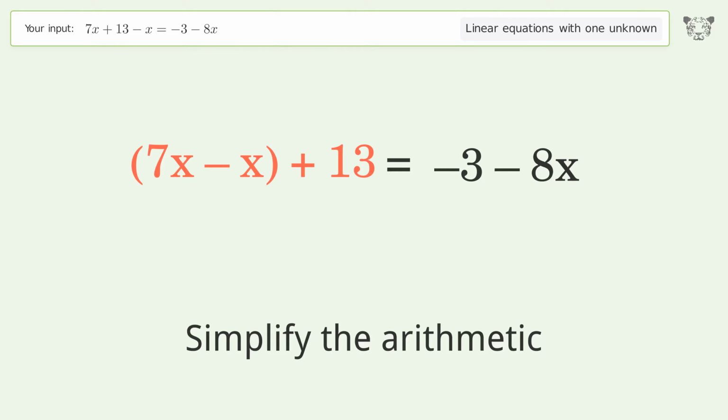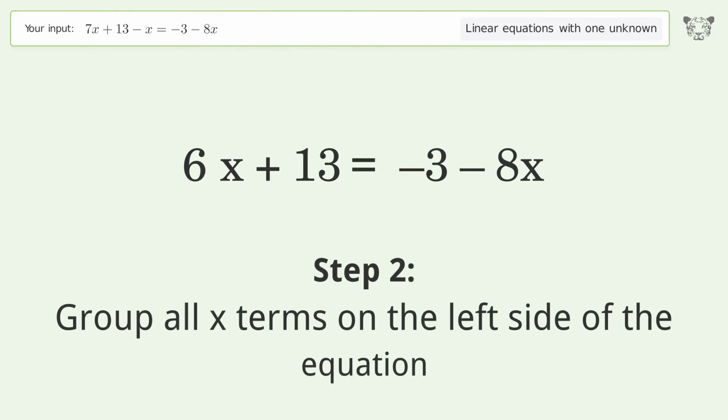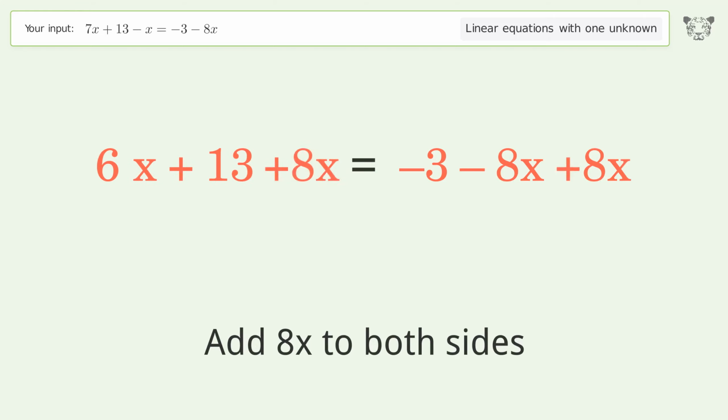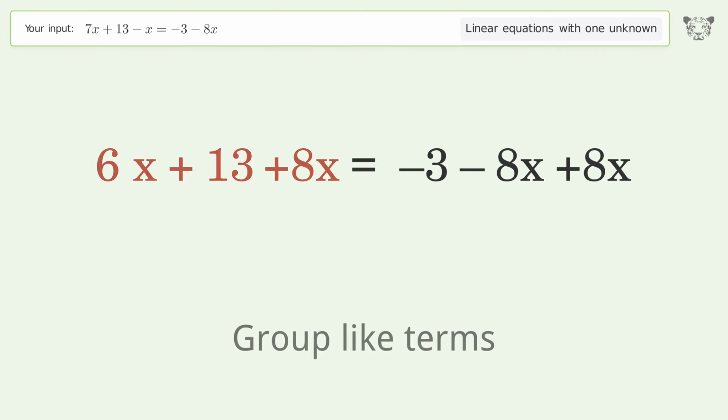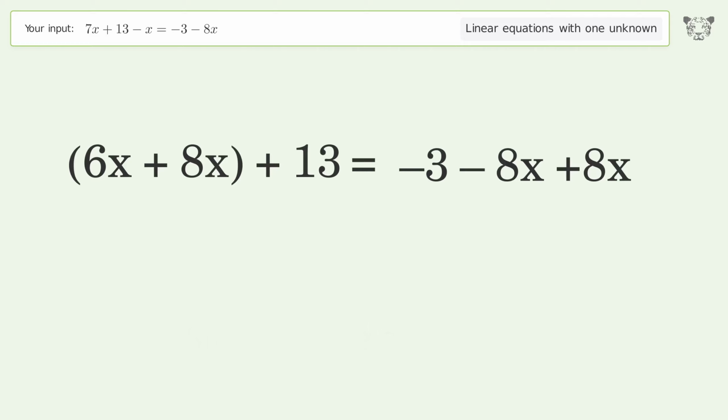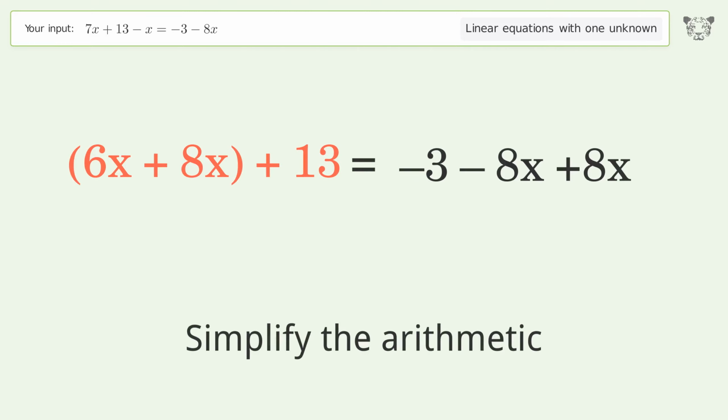Simplify the arithmetic. Group all x terms on the left side of the equation. Add 8x to both sides. Group like terms. Simplify the arithmetic.